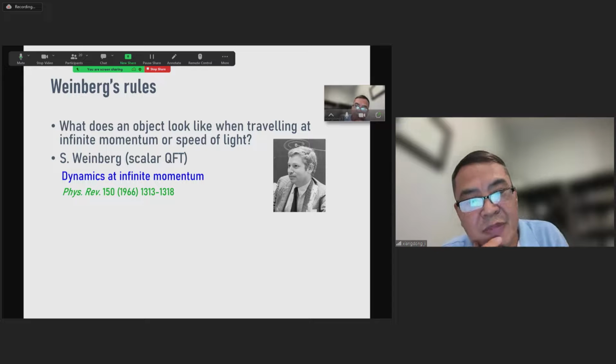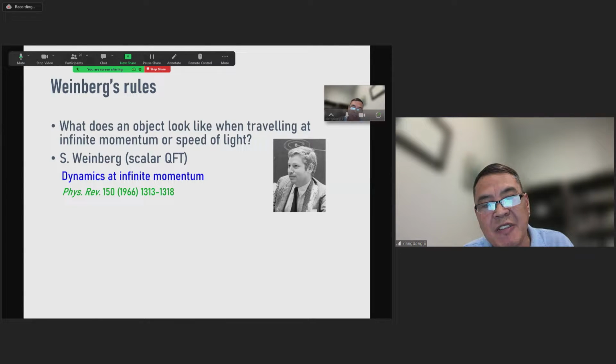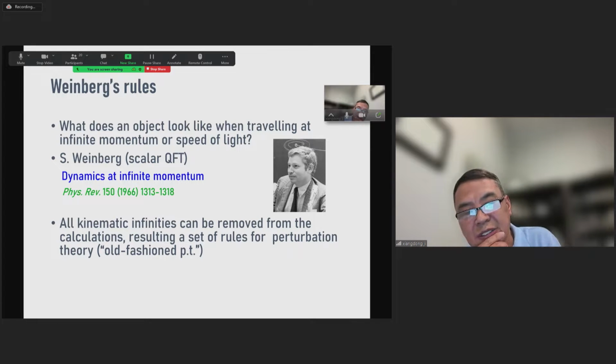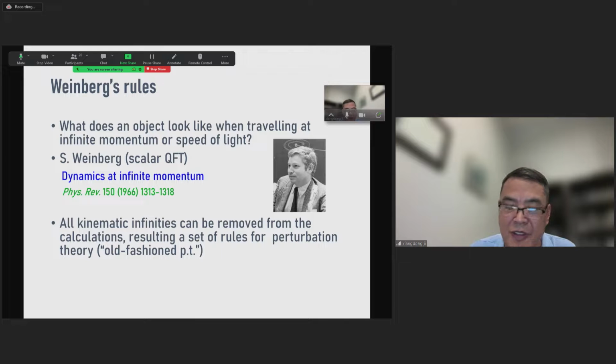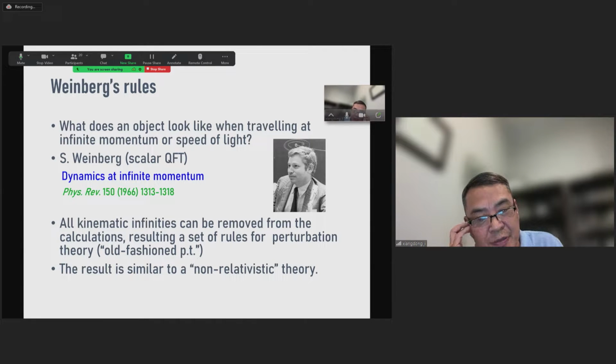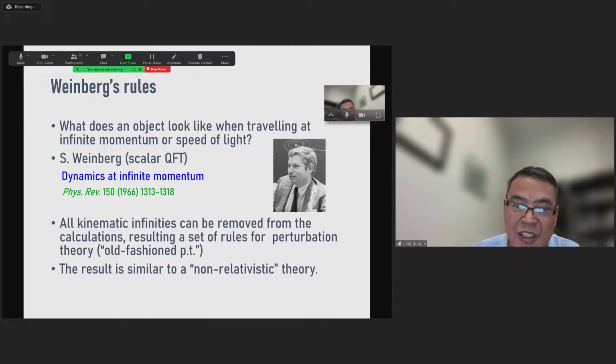So in fact, studying systems moving at the speed of light precedes the Parton model. After Feynman and Drell introduced the infinite momentum frame, Weinberg in 1966 wrote a paper talking about scalar quantum field theory, and what happens to the dynamics of the theory at infinite momentum. What he found was that all kinematic infinities can be removed from the calculation, resulting in a set of rules for perturbation theory formulated in an old-fashioned approach, which I call the Weinberg rules. Now, those rules are very similar to non-relativistic theory.